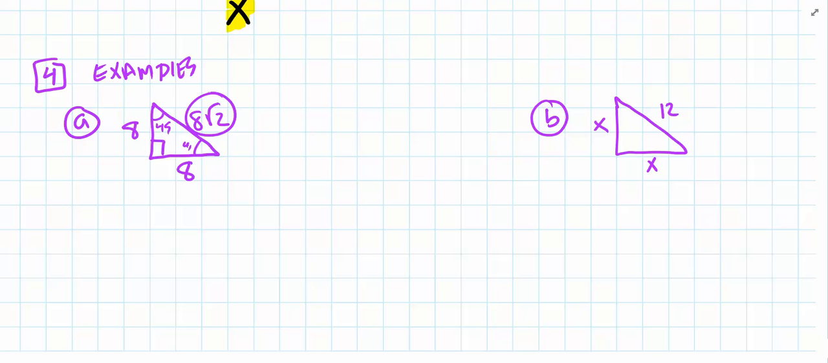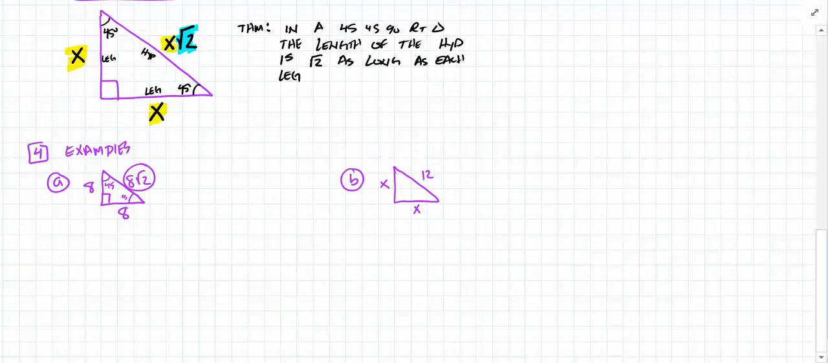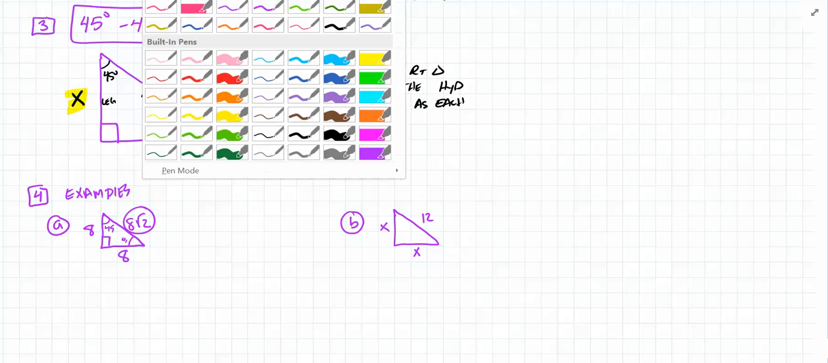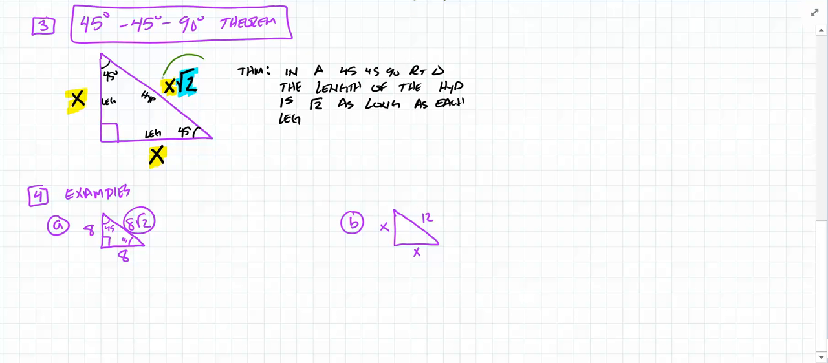Now, the other way goes a little bit harder. What do we got to do there for this one? If I've got 12 and x, what would we do? Well, now remember the relationship here. Think of it like this. You need to set this piece equal to that piece. Do you see it? Because that's where it is. So you would say that 12 must equal x rad 2. Because that's what it says in the theorem, right? The hypotenuse has to be x rad 2.